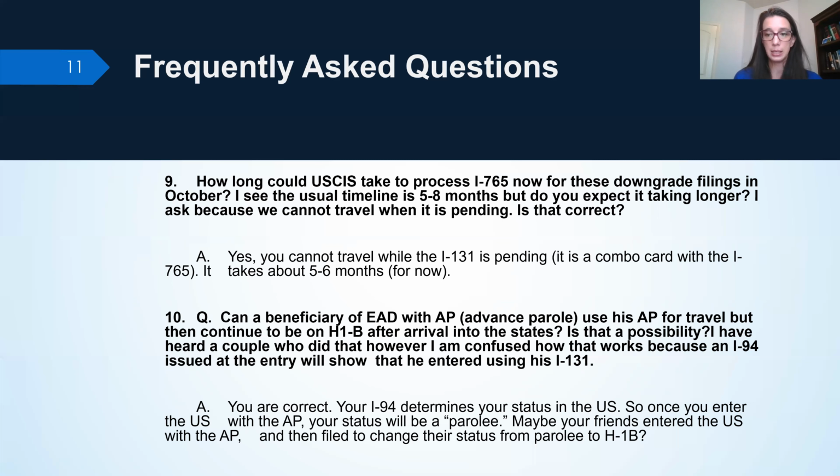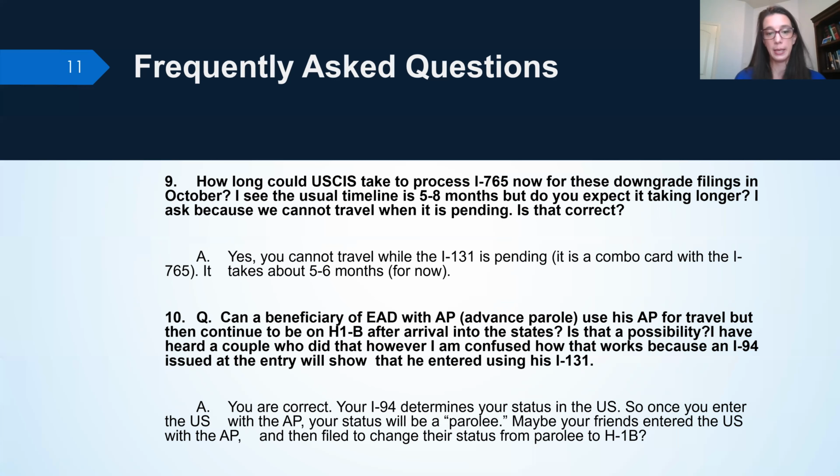Now, if they see an influx of thousands of EADs and implement some kind of process that would make sense and expedite the approval and the production of the card, then it might be less than 5 months. But based on what's going on and how long we have been waiting, at some point they'll send you the approval notice, but then it takes another 5 months or 4 months for them to send the card.